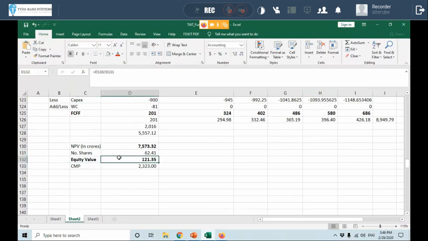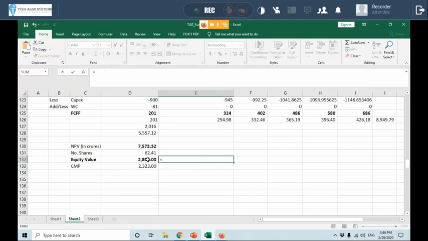For example, suppose when you run this model, you get an equity value of, say, 2800. Now, what is the current market price? 2323. So what is the return that you are getting? Divided by this, minus 1, 21% return. So according to you, this stock is undervalued, and if you invest in this stock, the return you can expect is 20%.